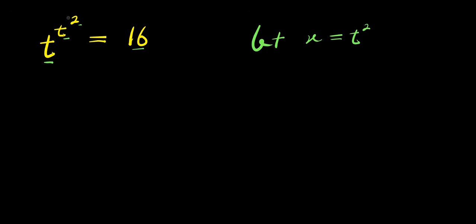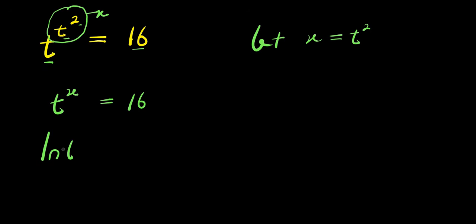If that is the case, that means this t to the power of 2, we are going to replace it with x. So we will have t to the power of x equals 16. Now I can make use of natural log. I can have natural log of t power x equals natural log of 16.